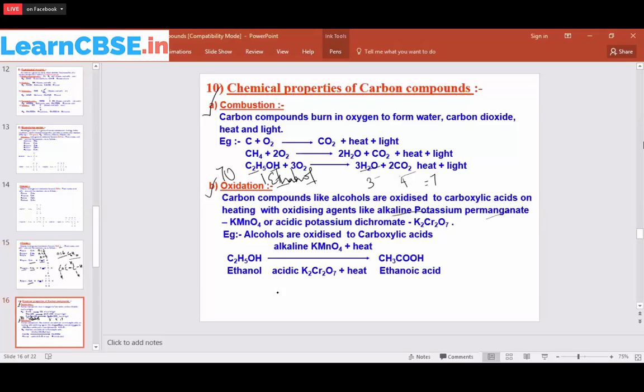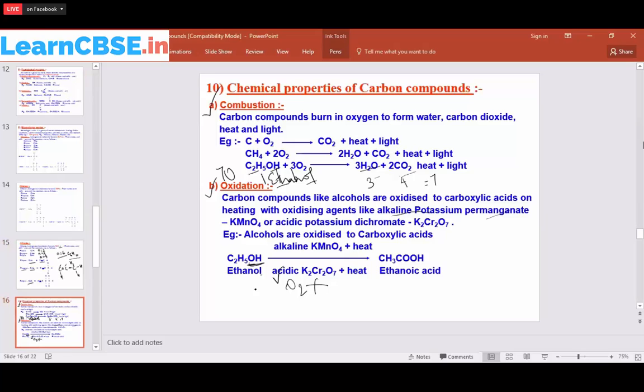Okay, so we should not write the O2 for this oxidation reaction. This is wrong. We have to write simply alkaline KMnO4 plus heat. We should not write these two at all. Only one we have to write, either alkaline KMnO4 or acidic K2Cr2O7. We can use any one of them. And so C2H5OH. So C2H5OH is again ethanol because it contains the OH group.